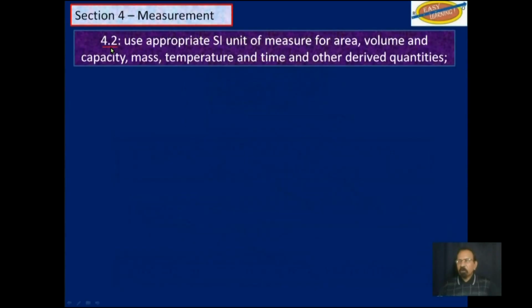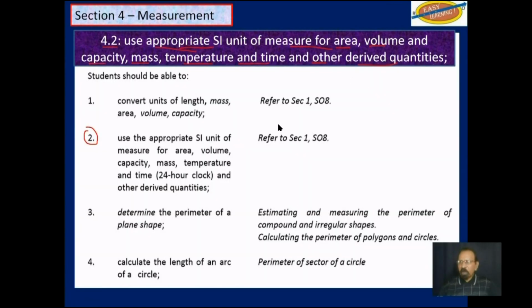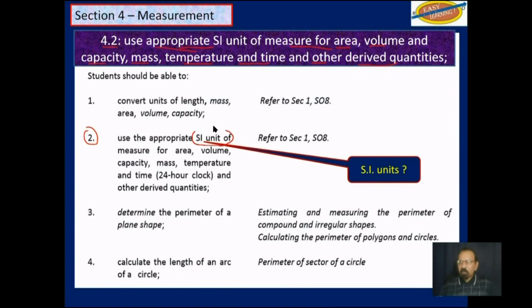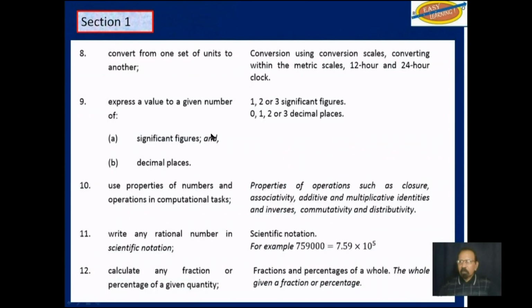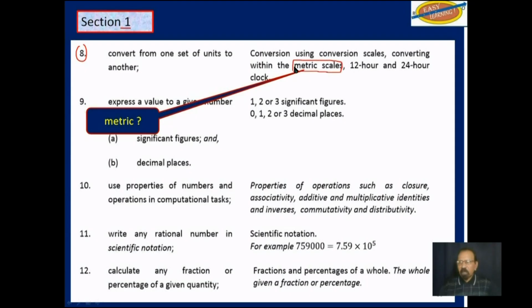So, Objective 4.2: use appropriate SI units for the measurement of area, volume, and capacity, mass, temperature, and time, and other derived quantities. So we are here, Objective 2. Now notice here they say SI unit. But then in Section 1, Objective 8, the objective we were referred back to says in the metric scale.